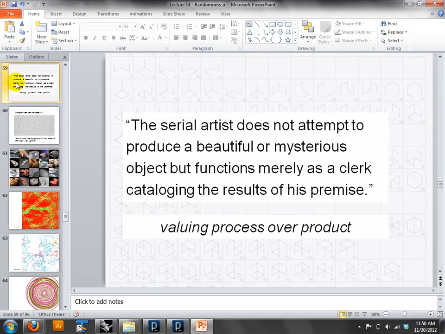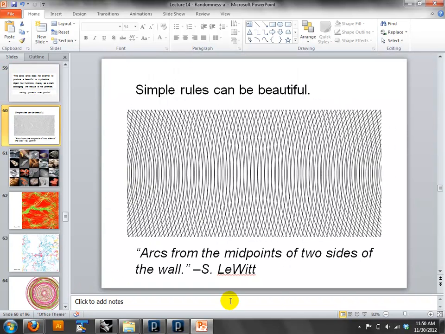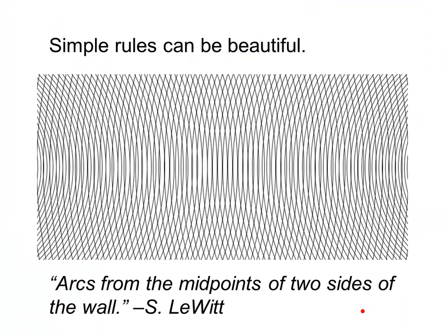That's kind of philosophical, but I want to end with LeWitt with this idea that simple rules can be beautiful. Look at this. This one is called Arcs from the Midpoints of Two Sides of the Wall. He takes two radii very far away, and he draws arcs between them. They're the same distance, and as they move together, they begin to oscillate with each other and make these arrays. So you don't have to have all these crazy algorithms and computation. Repetition and geometry and order can be really beautiful and really engaging.